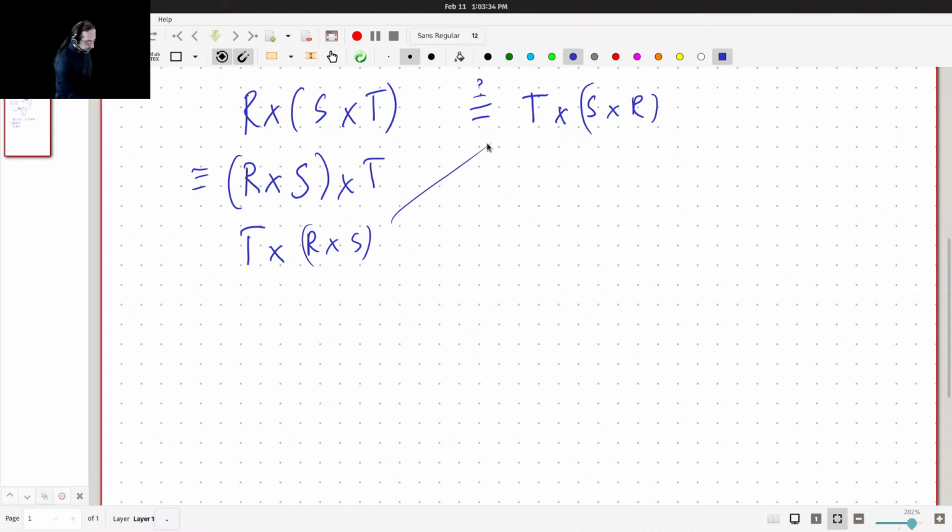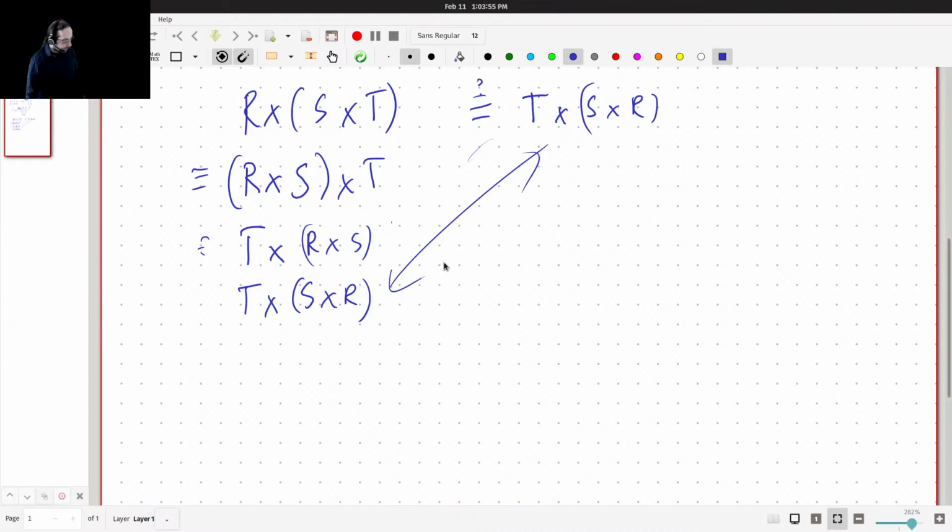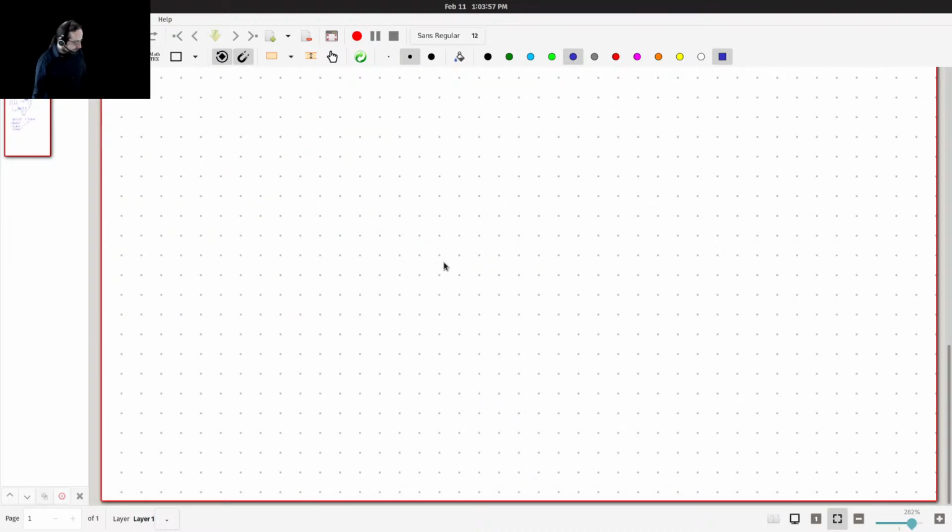Remember, what we're trying to do is get to here. Again, commutativity. Yep, so T cross. Now if we apply it to the inside, we get T cross S cross R, which is exactly the same as what we originally asked. Fantastic, Adesh. All right, great. So we have that those two are equivalent. Great.